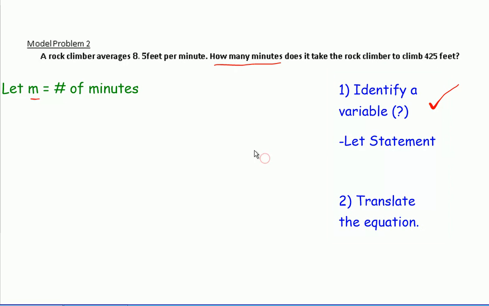You may have to reread the problem a few times. A rock climber averages 8.5 feet per minute. Oh, there's some clue words. I see some clue words. Per, right? Per.